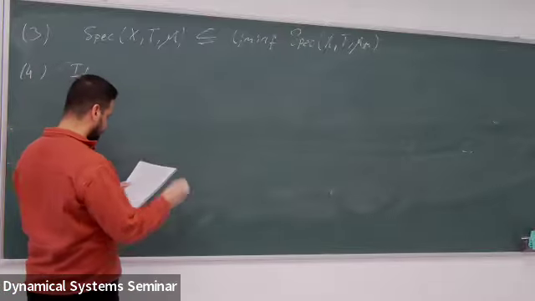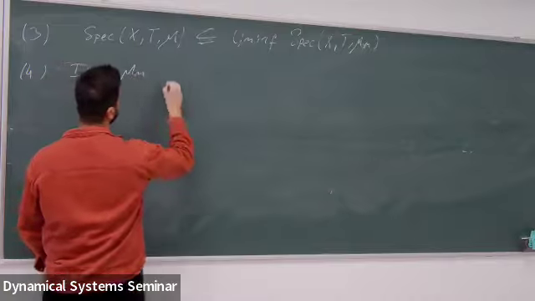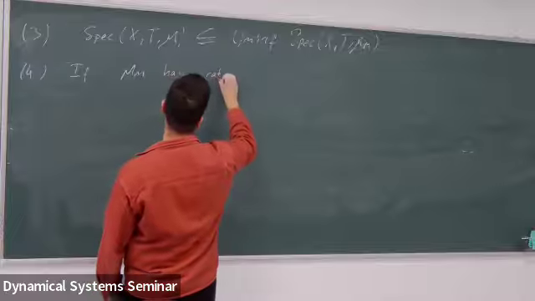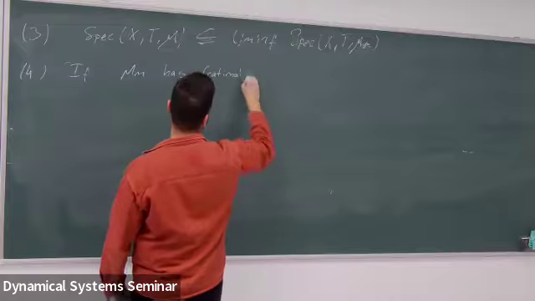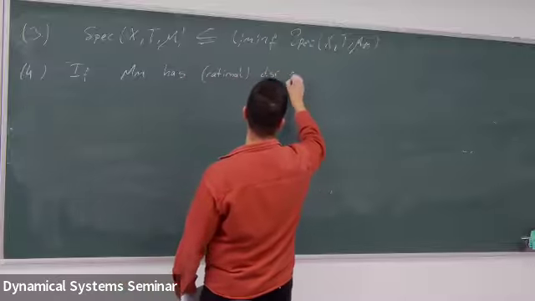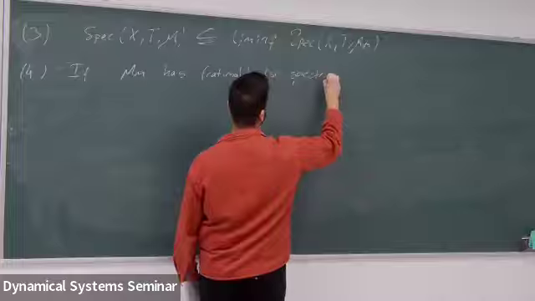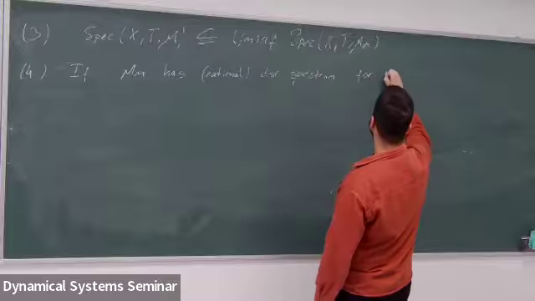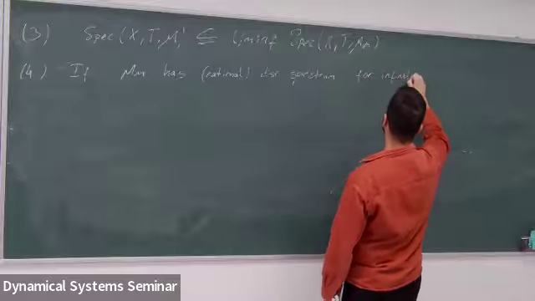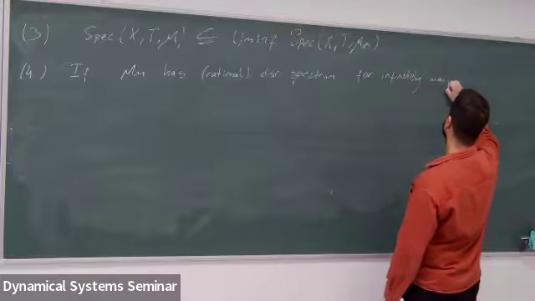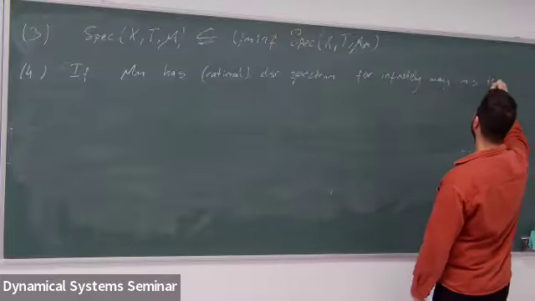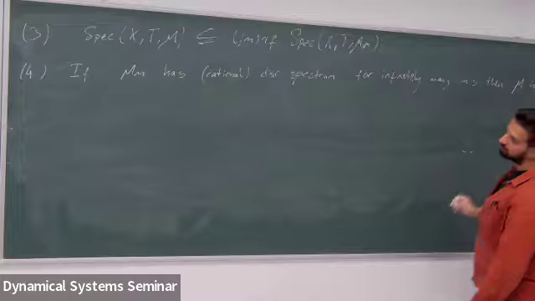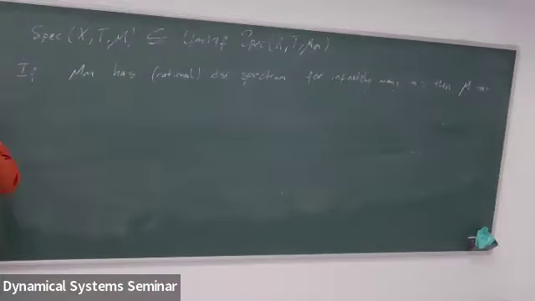If the measures mu_n have rational discrete spectrum, for infinitely many n, then mu has rational discrete spectrum.